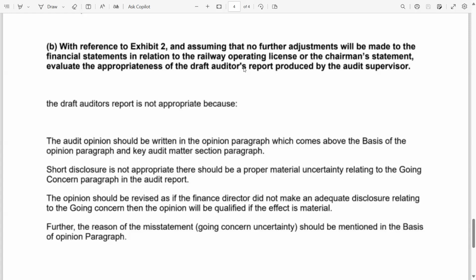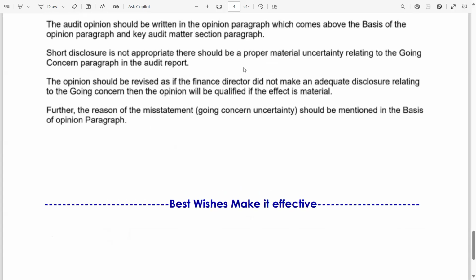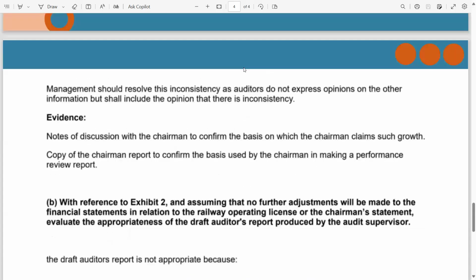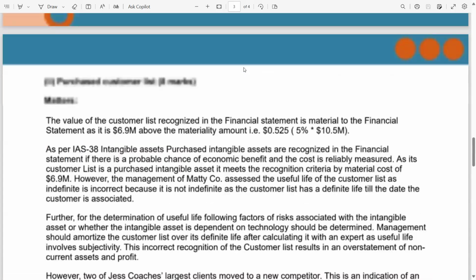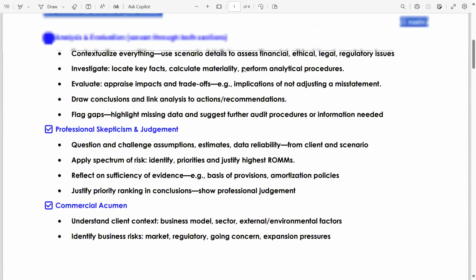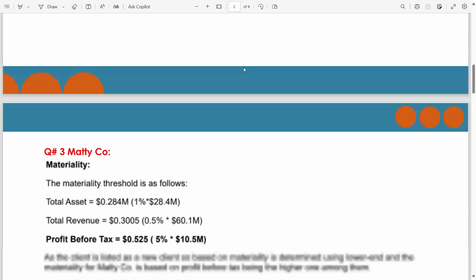The opinion should be revised, as if the finance director did not make an adequate disclosure relating to going concern, then the opinion will be qualified if the effect is material. Further, the reason for the misstatement, going concern uncertainty, should be mentioned in the basis for opinion paragraph. The overall conclusion of part B is that there is a misstatement and the impact is material, as we studied in part A.